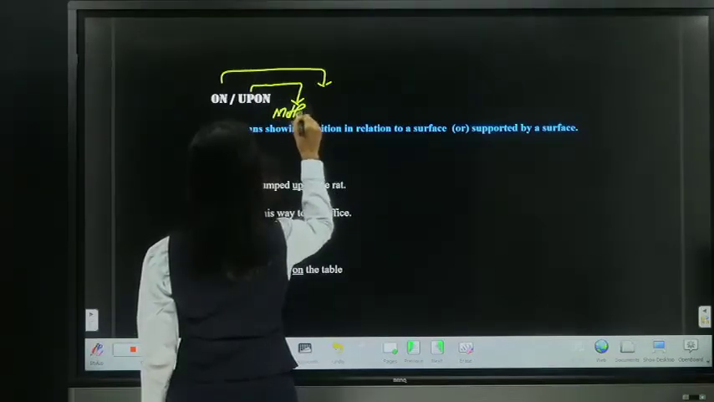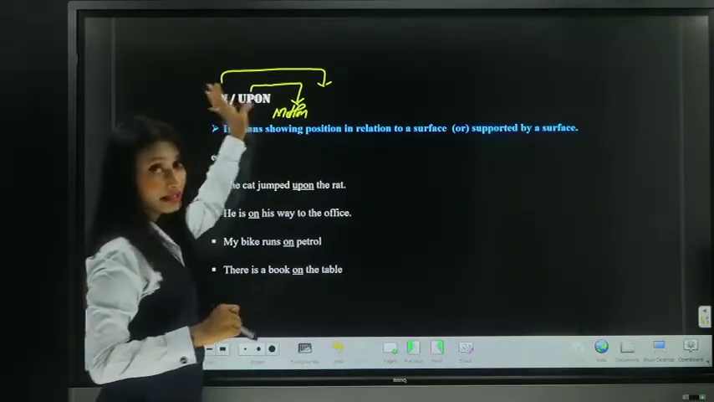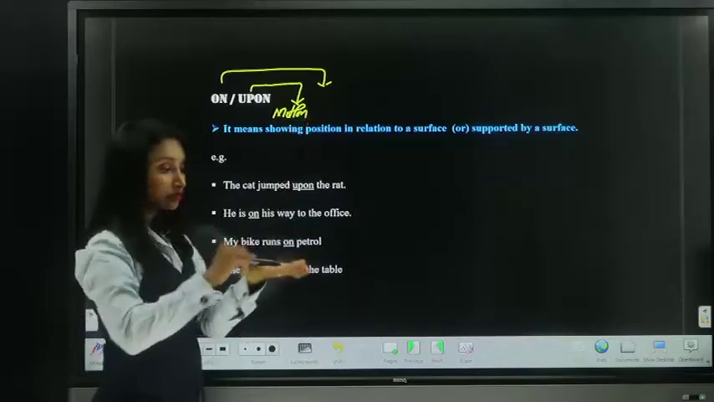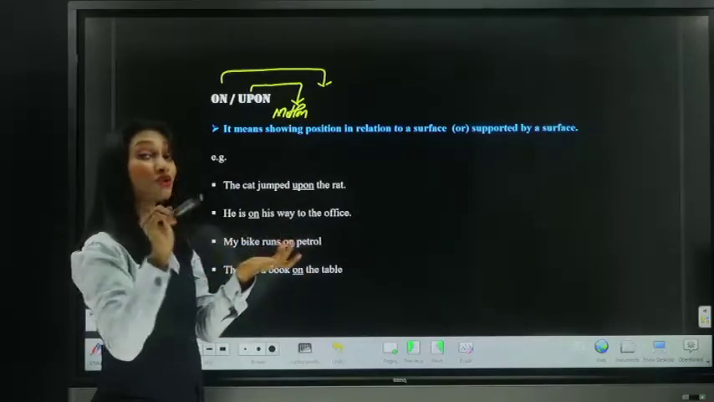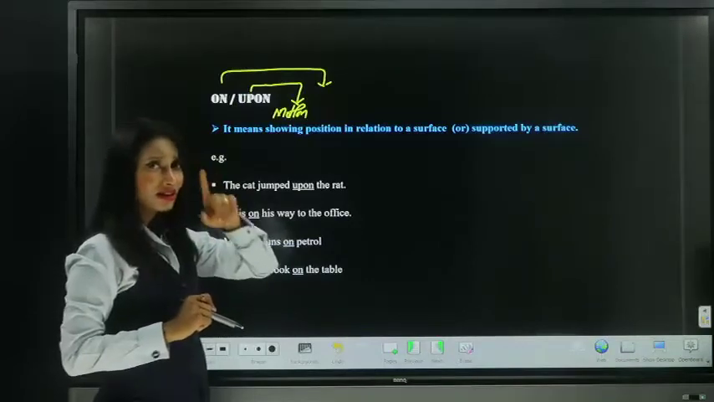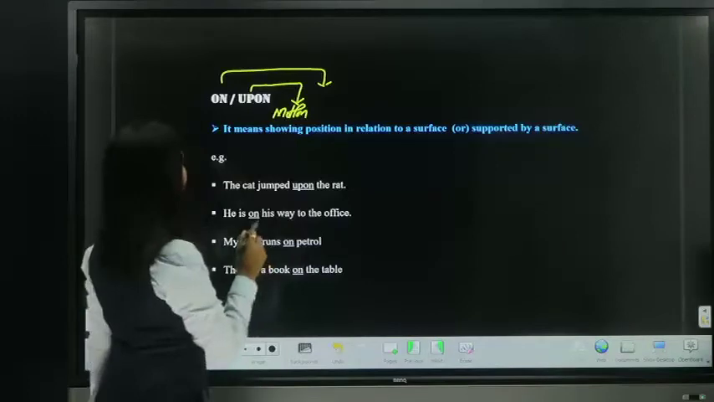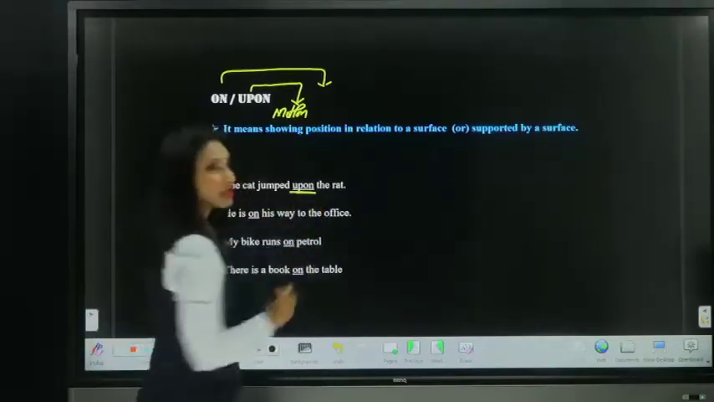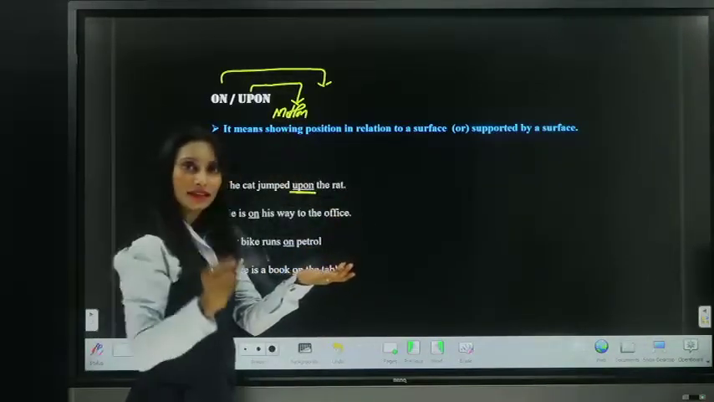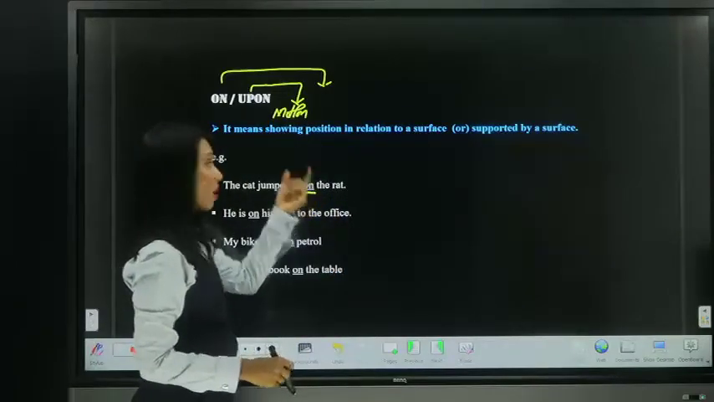When there is movement or motion involved, you have to use "upon", and if there is no movement of the object, generally speaking, then you have to use "on". But remember, "on" gives other meanings. So look at these examples. The cat jumped upon the rat. There is a movement. The cat jumped upon the rat. Movement is there, so "upon".